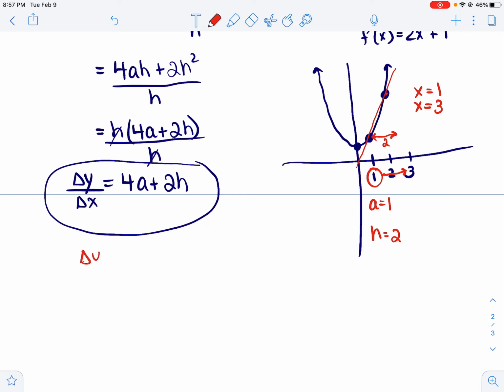So to find the average rate of change, I just sub in 1 for a and 2 for h. And there we go. So it'd be 4 plus 4, which is 8. So my average rate of change between 1 and 3 would be 8.